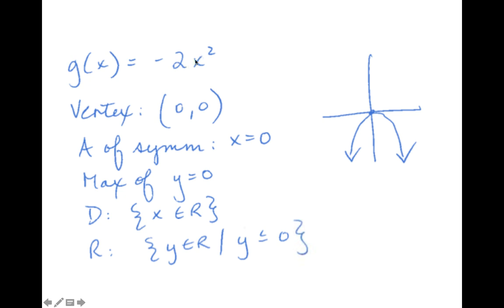Another one. This time there's nothing at all, so my vertex is 0, 0, and my axis of symmetry goes straight through where x is a 0. I've drawn my graph, keeping in mind that this was a negative, and it's going down. So the domain is still x is an element of the real numbers, and the range is that y is less than or equal to 0.